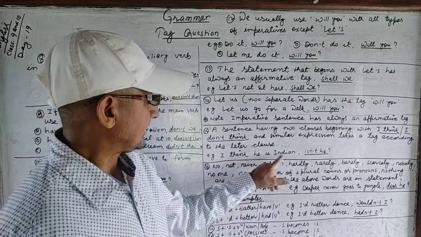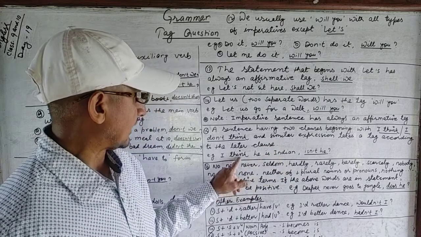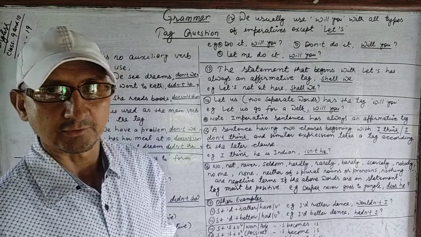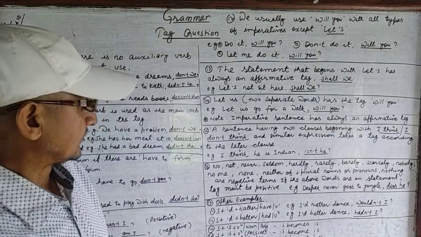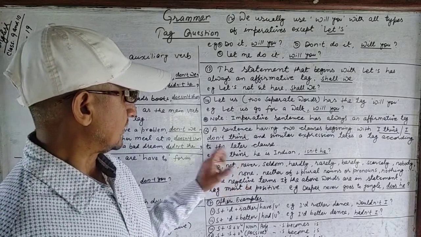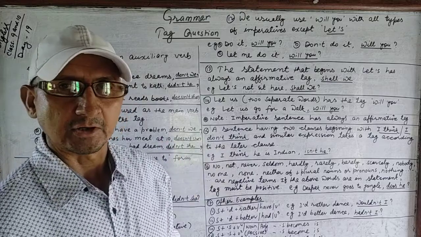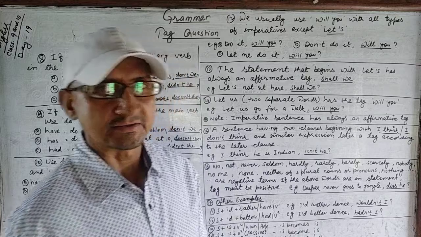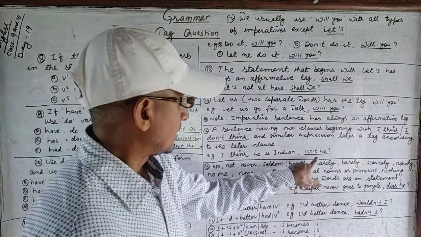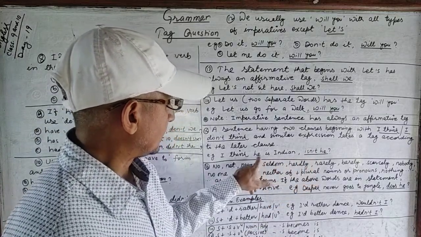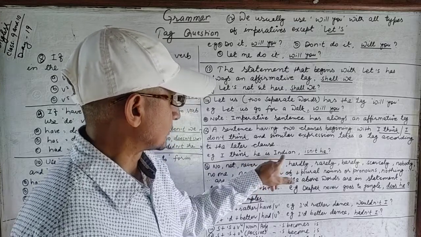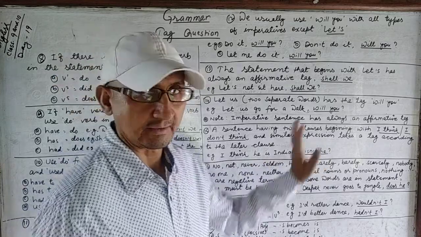I think he is Indian. "I think" is one clause, "he is Indian" is another clause. There are two clauses in this sentence. "I think" is the beginning clause, the earlier clause, and "he is Indian" is the later clause. So we make the tag question according to the second clause, the later clause. Isn't he?